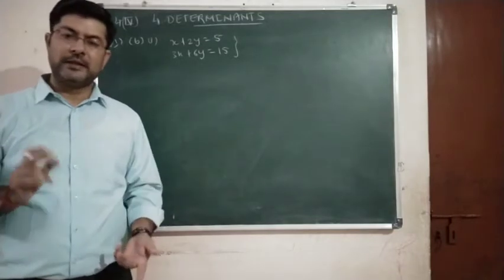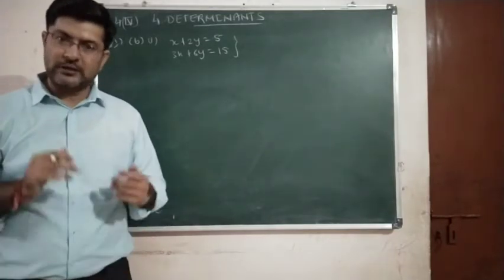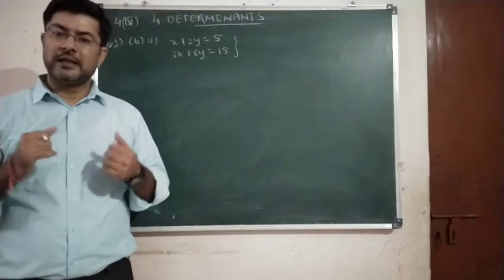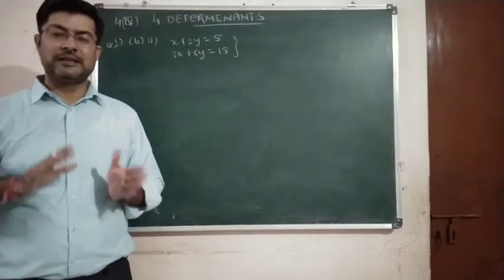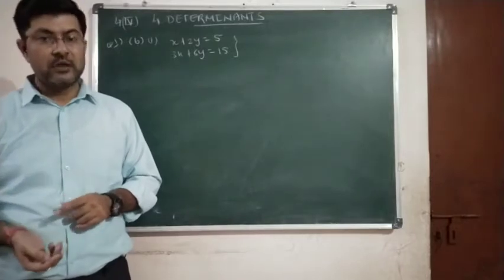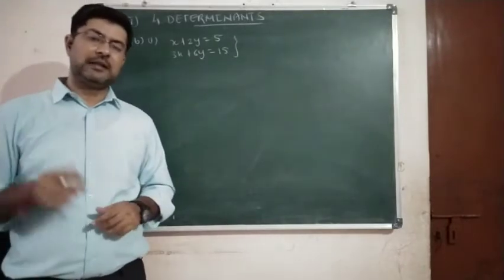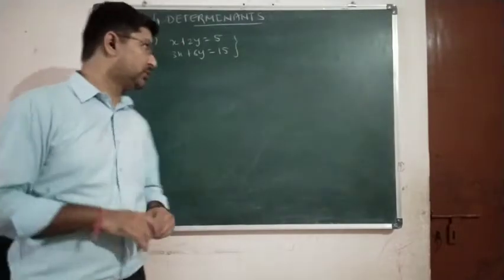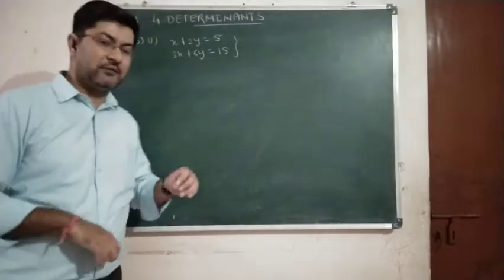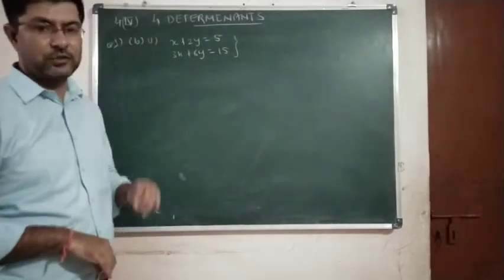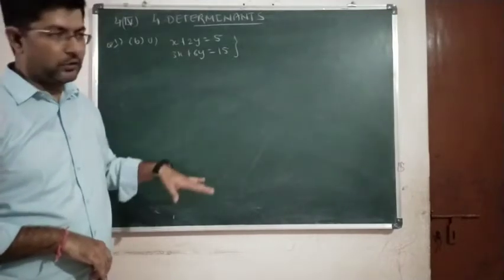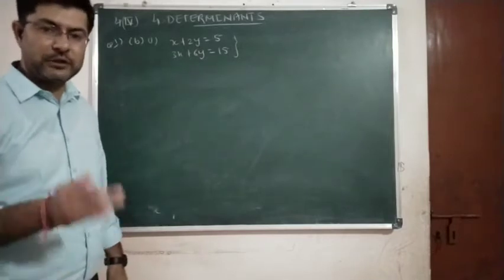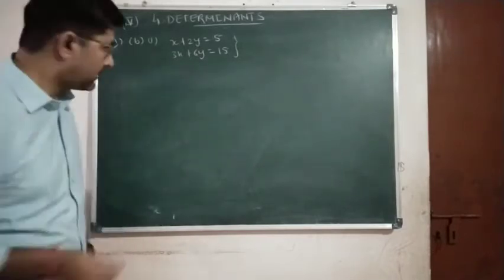But if d is 0, then we will also find out dx and dy. If d is 0 and dx and dy both are also 0, then the system is consistent and has infinitely many solutions. But if any one of dx and dy is not equal to 0 and d is equal to 0, in that case the system will have no solution. Clear? But it is given that the system is consistent, so obviously either d is not equal to 0, or if d is equal to 0, then dx and dy both will also be equal to 0.